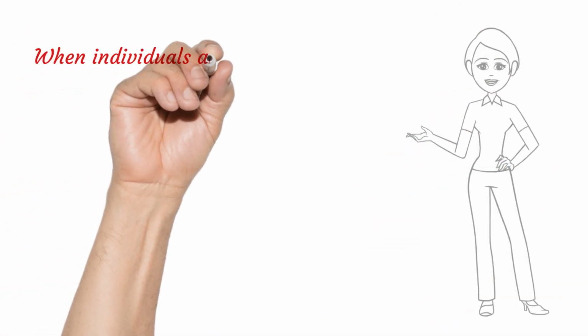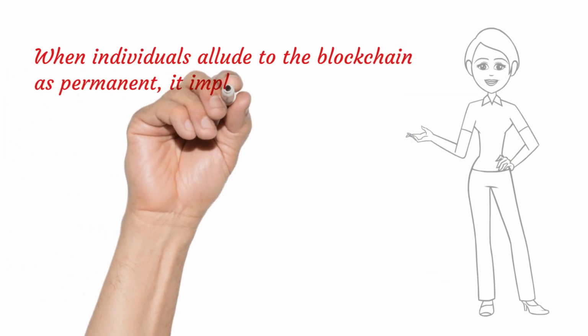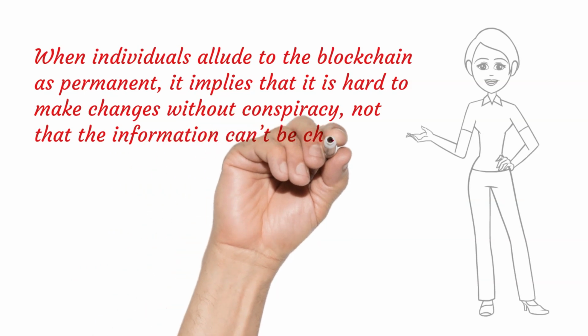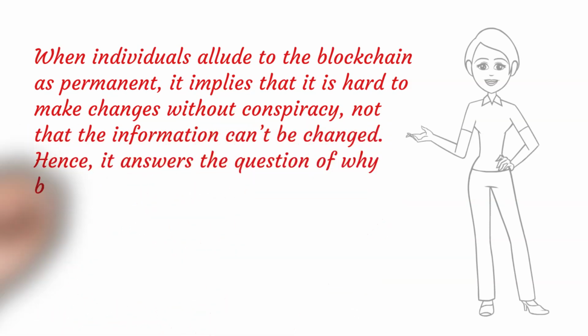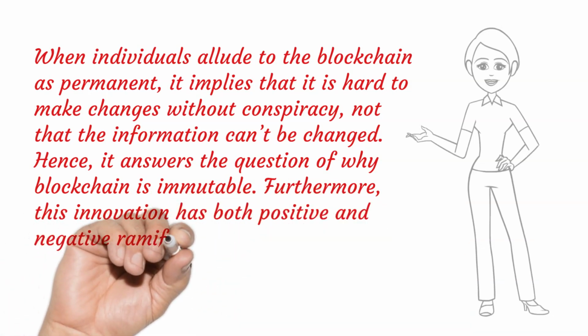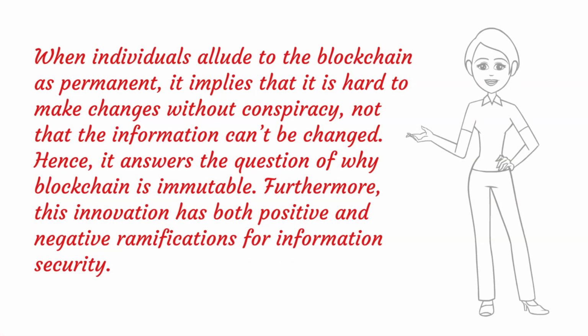When individuals allude to the blockchain as permanent, it implies that it is hard to make changes without conspiracy, not that the information can't be changed. Hence, it answers the question of why blockchain is immutable. Furthermore, this innovation has both positive and negative ramifications for information security.